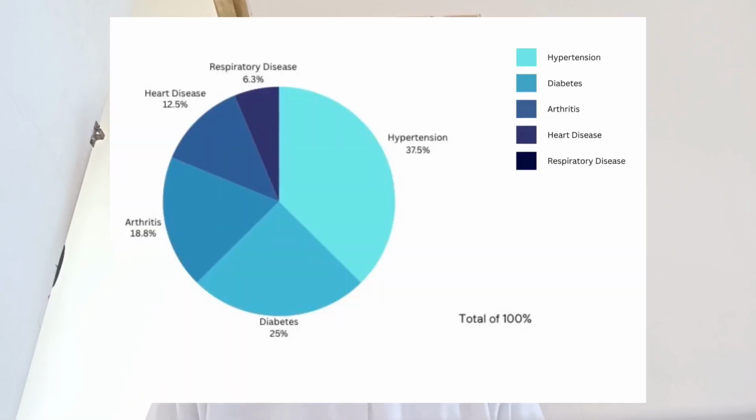So we have here the pie graph. The percentage of hypertension is 37.5%. The percentage of diabetes is 25%. The percentage of arthritis is 18.75%. The percentage of heart disease is 12.5%. The percentage of respiratory disease is 6.25%.